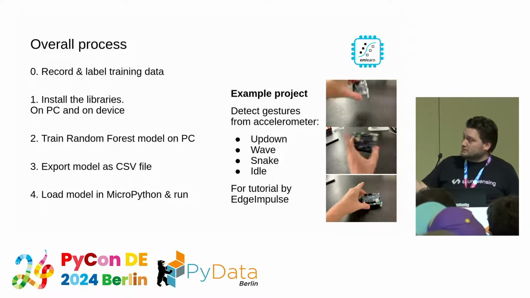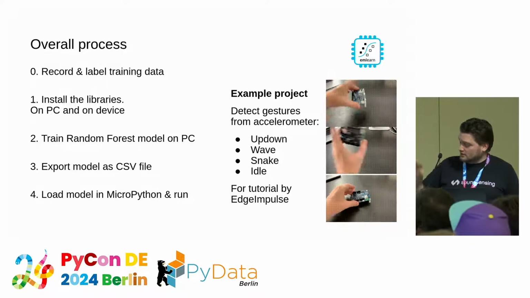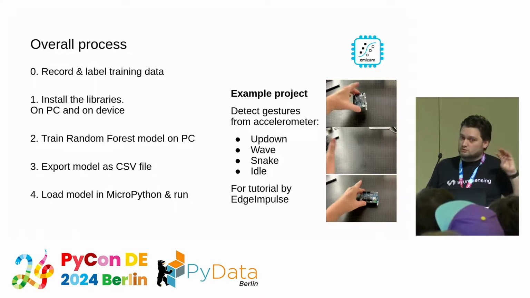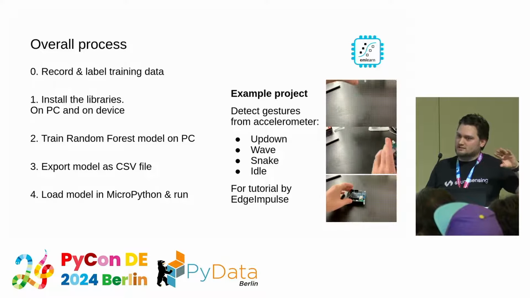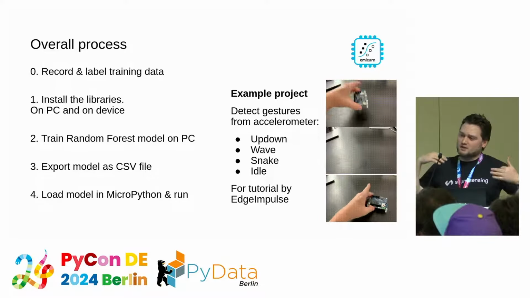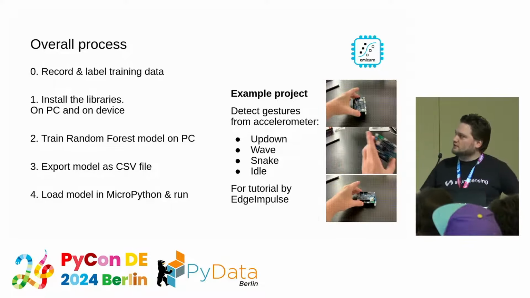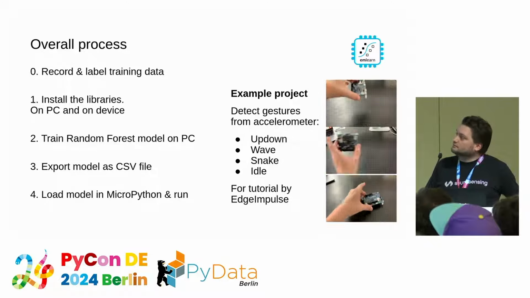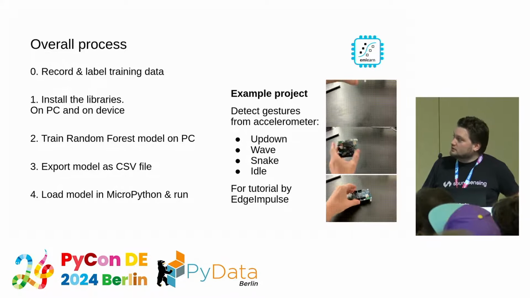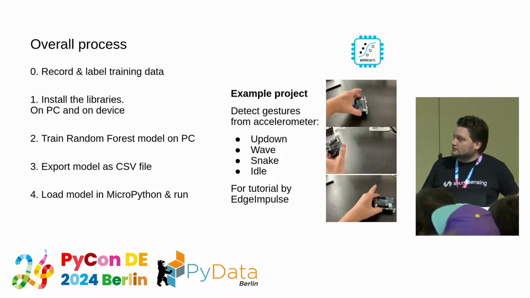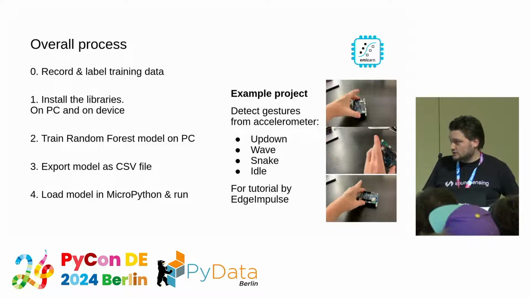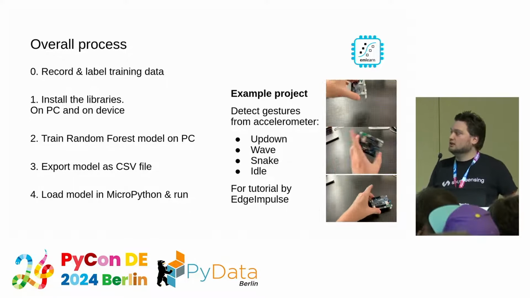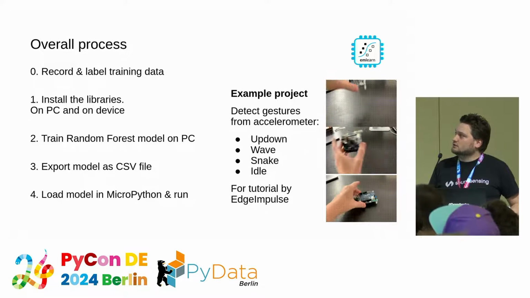So you need some data. Now we downloaded some, so it's easy in this case. Although you usually want to do at least your validation and test data from your device, because, as always in data processes, there are small variations, and those variations can mess up your machine learning model. And then you install libraries, so we'll show that, and you train a random forest model on your computer using scikit-learn. You export the model with emlearn, and then you load the model in MicroPython and run. So we'll go through this quickly.